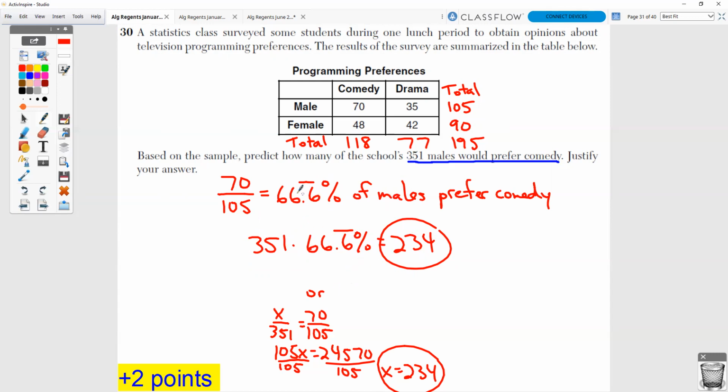So you get 1 point for figuring out the percentage, the 66.6% or 2/3, and then 1 point for extrapolating that data to be 234 students. You could have also done a proportion, X over 351. So the number of males out of 351 who like comedy equals 70 out of the 105 surveyed. Cross multiply, divide, you get that same amount.